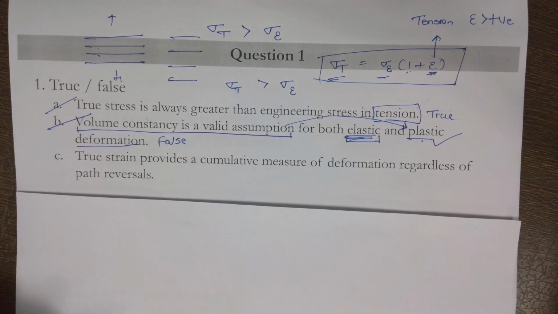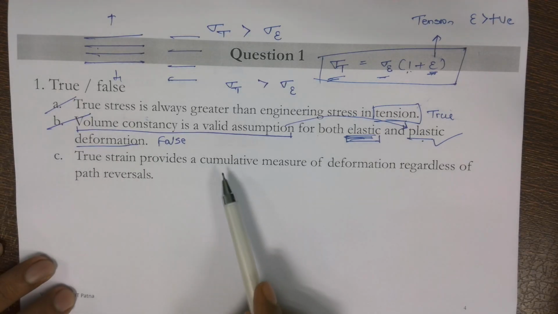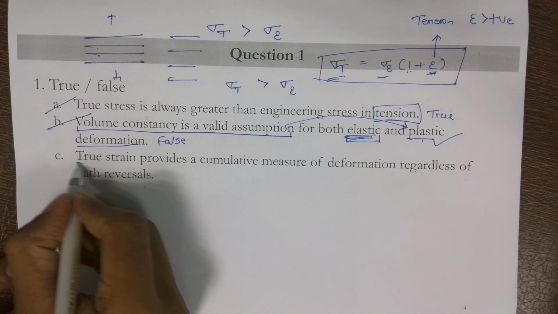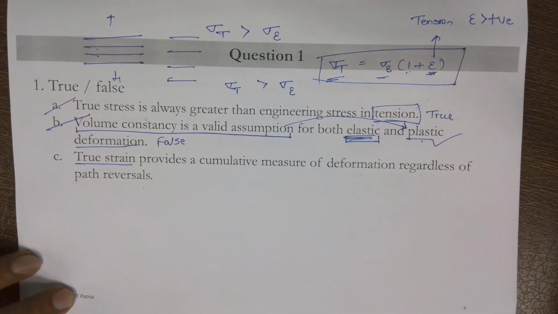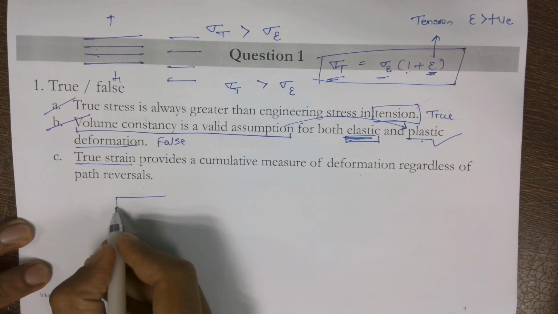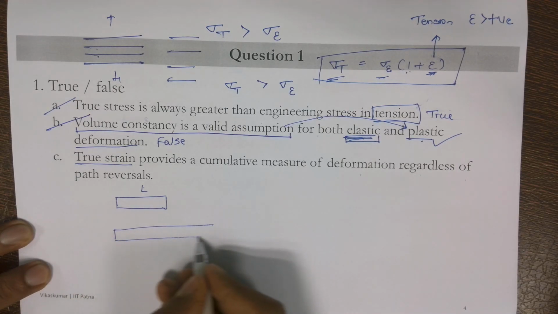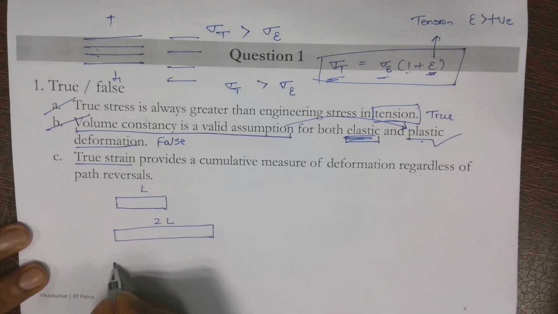The last one. True strain provides a cumulative measure of deformation regardless of the path reversal. Is it true or is it false? In class, we calculated, we went from the length L, we made it 2L. And again after that we compressed it back and made it L again.